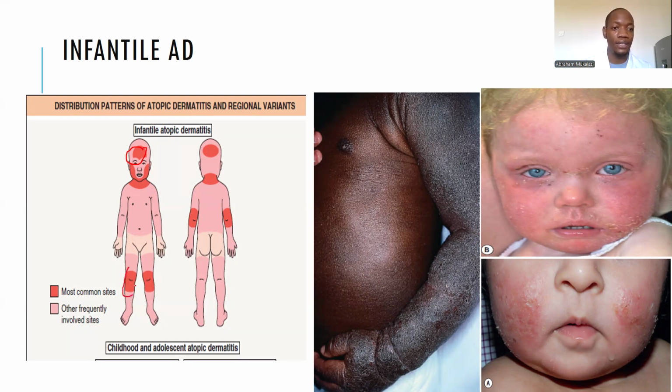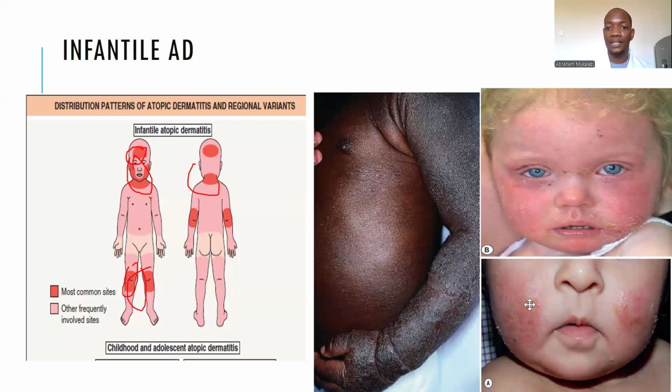So as you can see here in this illustration, this is how it will look. So these are the most common sites, but oftentimes if they get autosensitization, then they can get a generalized rash with follicular accentuation and erythematous papules covering maybe the rest of the body. But oftentimes it spares the diaper area.